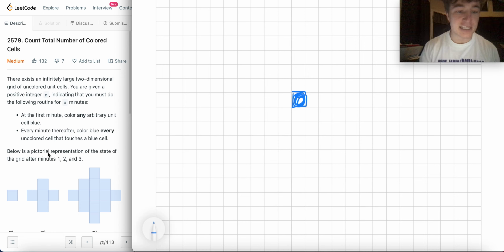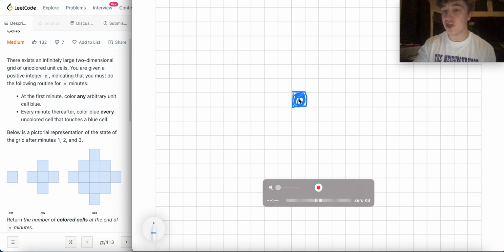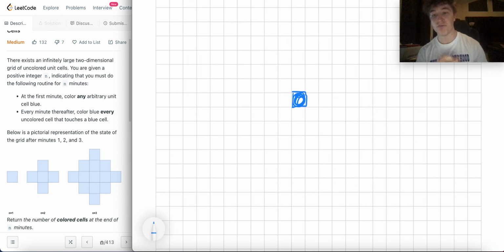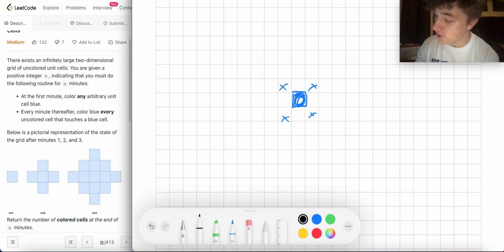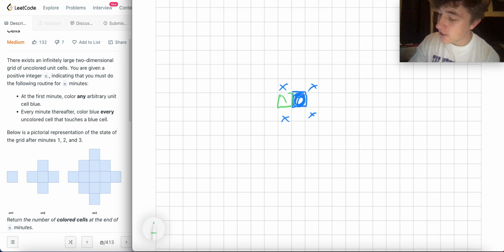Because in minute 2, what cells does this cell touch? Well, it would be like your neighboring cells if you were dealing with breadth first search. Not this one or this one, but the ones that are adjacent to it. So your directions: up, left, down, right. Those are the cells that you can touch. So in minute 2, we would touch this cell, this cell, this cell, and this cell.